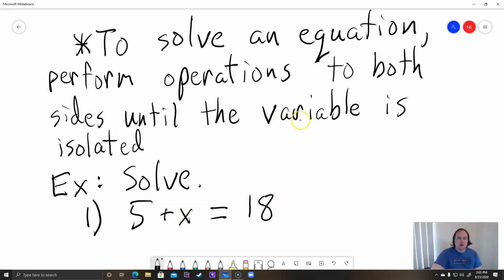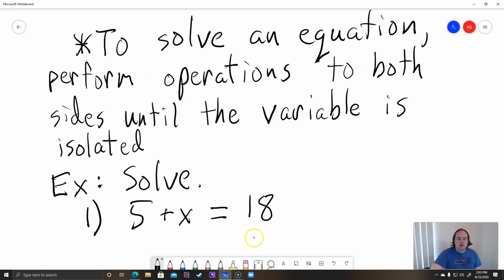So remember, our goal here is to isolate the variable. Here the variable is x. Okay, so how do I isolate x? How do I get x by itself? Well, I have to get rid of this positive 5. And I have to do that by performing operations to both sides. And it has to be the same operation on each side of the equation, otherwise it gets out of balance.